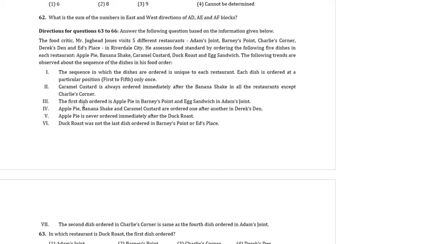In part 3 of our analysis for this mock, we will discuss the quant section.